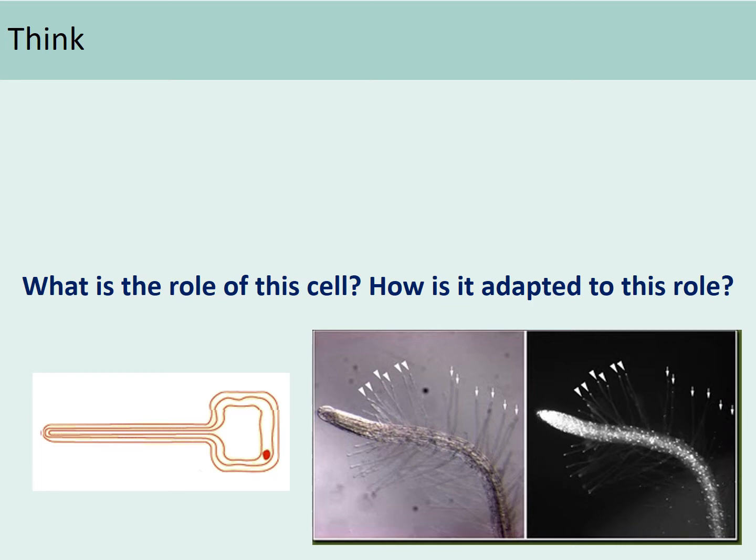Okay, so hopefully you've had a think about that, and hopefully remember that the role of the cell is for the movement of water into the plant from the soil, and also minerals. And how is it adapted for this role? The big adaptation is obviously the long projection that comes out, which increases surface area.